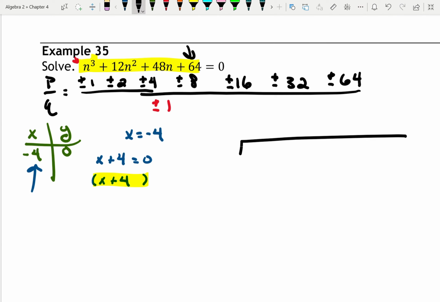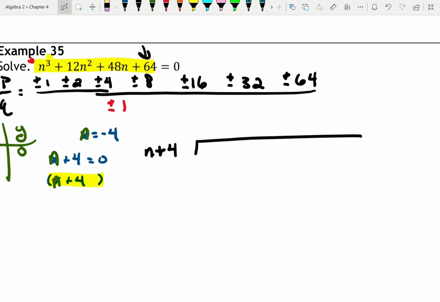Well, I guess it's not x plus 4. It would be n, wouldn't it? This would be an n. That'd be an n. That'd be an n. So I'm going to divide by n plus 4. Underneath it, we're going to have n cubed plus 12n squared plus 48n plus 64.